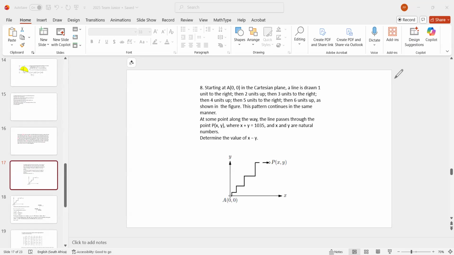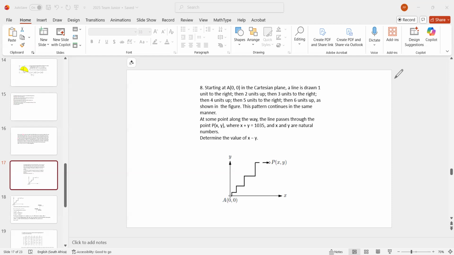So let's get on to the next question, which is question 8. It reads as follows: starting at (0, 0), as you can see in the diagram here, (0, 0), in the Cartesian plane, a line is drawn 1 unit to the right.